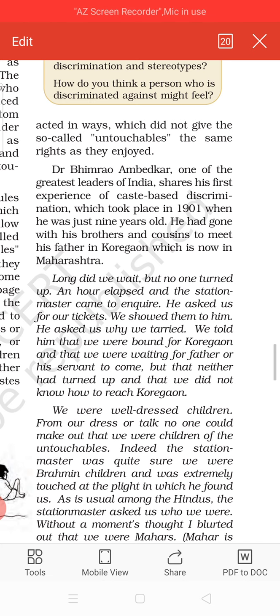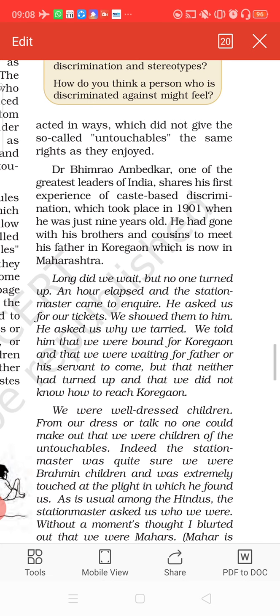But when Bhimrao Ambedkar told him, he really felt offended, and then he left them. But those children kept on waiting. After some time again, the station master came, as the sun was about to set.